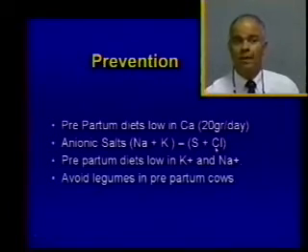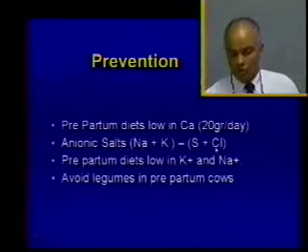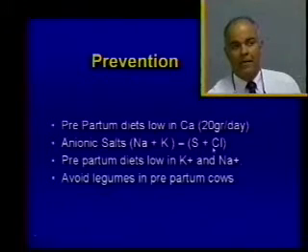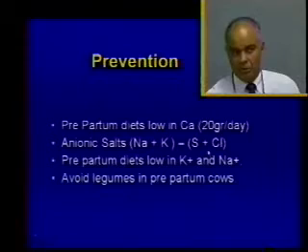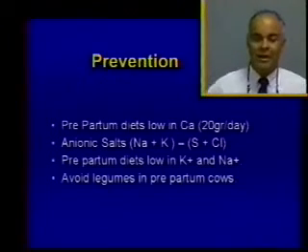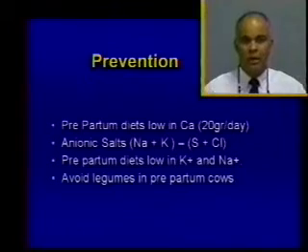In other words, you formulate a ration that includes an anionic salt. These are salts high in sulfur and chloride in relation to the cations sodium and potassium. What this does, then, is promote a compensatory acidosis. The cow enters a compensatory acidosis, and basically what happens is before she calves, she has higher calcium in the blood, basically driven by a higher vitamin D production.